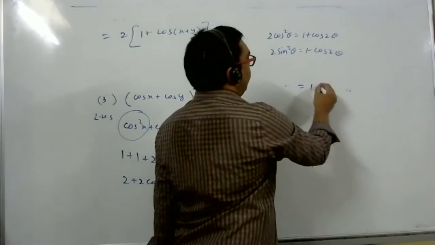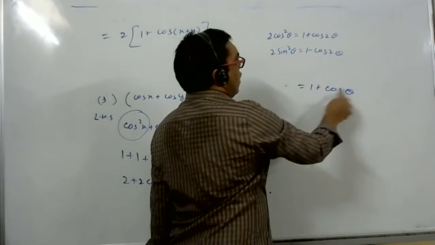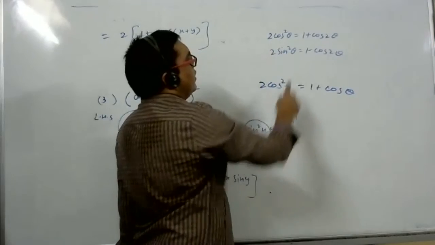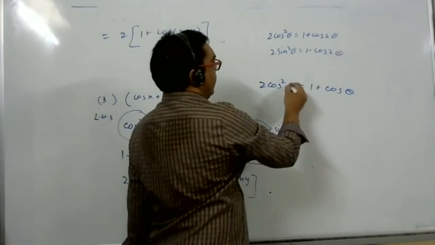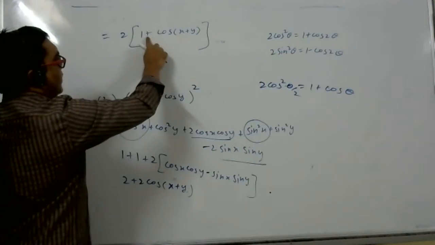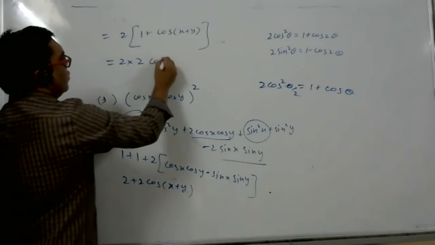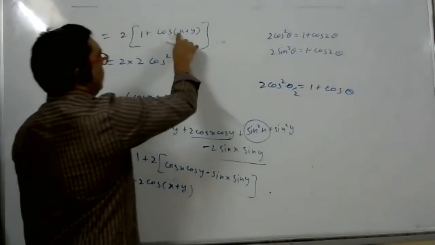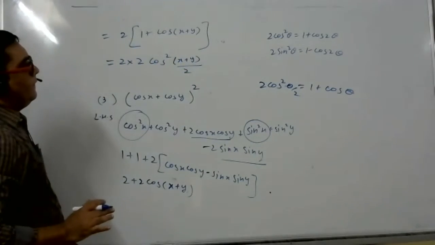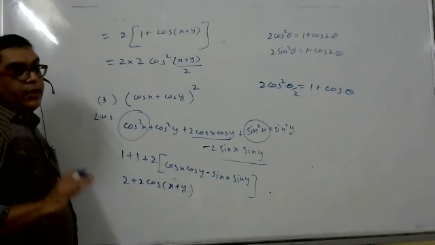If I say only 1 plus cos theta, not 2 theta, then what does it become? 2 cos square theta by 2. See, 1 plus cos theta becomes 2 cos square theta by 2. So that only we use. Theta by 2 means x plus y by 2. Are you understanding or not?